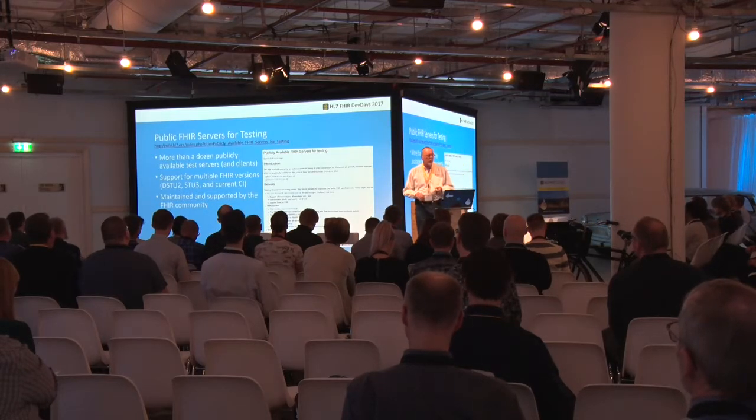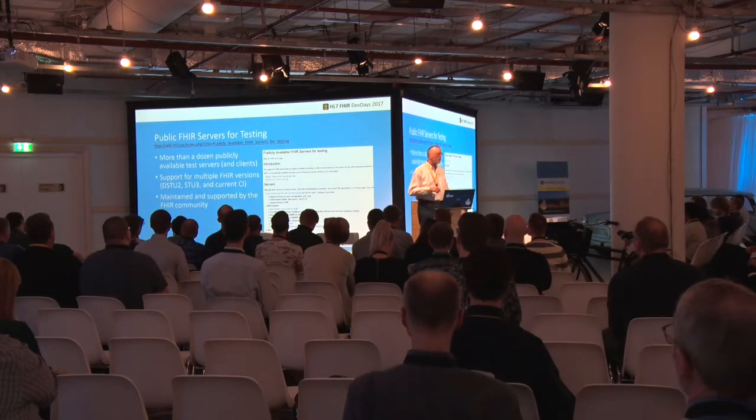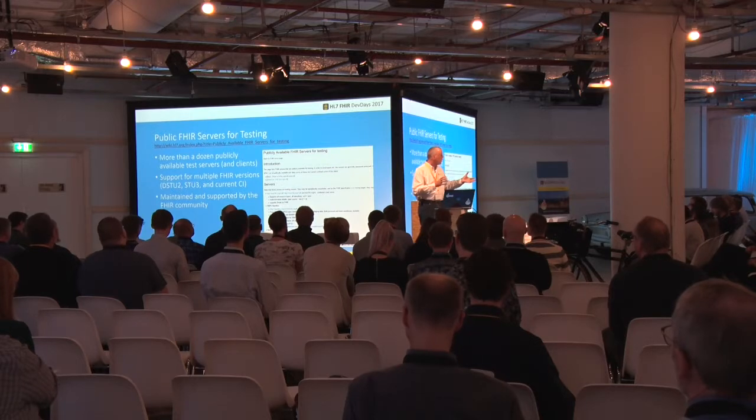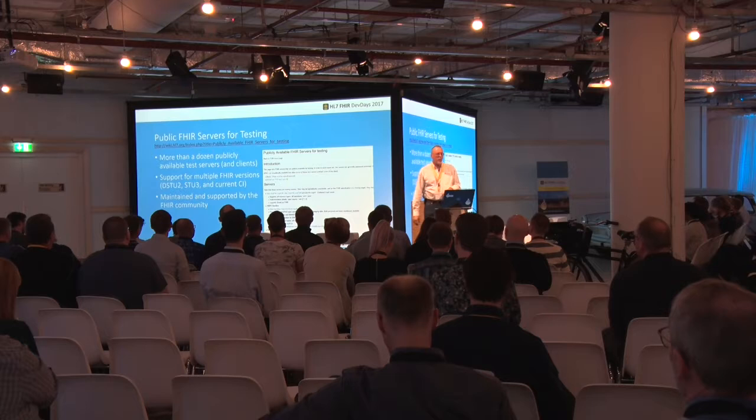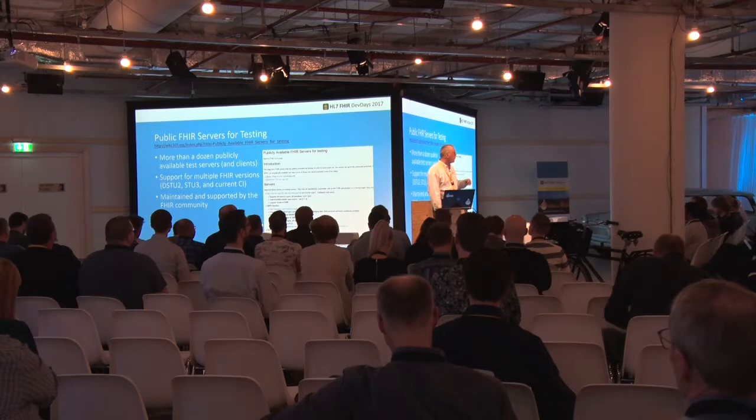There are many public FHIR servers for testing. Again, Wildfire is one of those, but you can go up to the FHIR wiki and see a complete list. There's more than a dozen publicly available test servers and clients, and I'm pretty sure you're going to see more today. As Eval mentioned, there's going to be a document where, if you have a FHIR server, you can go ahead and put it in there. But these are going to be the publicly accessible ones that support multiple FHIR versions, DSTU2, STU3, even the current CI build as well. And I think I just saw a tweet that there are now even more FHIR servers added to the public list as well.